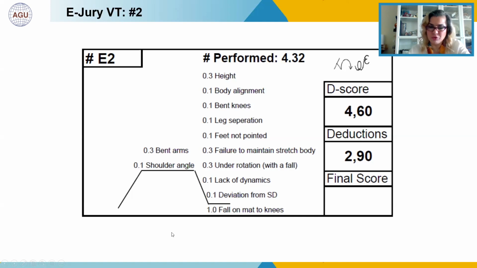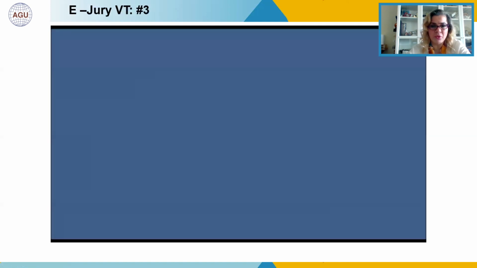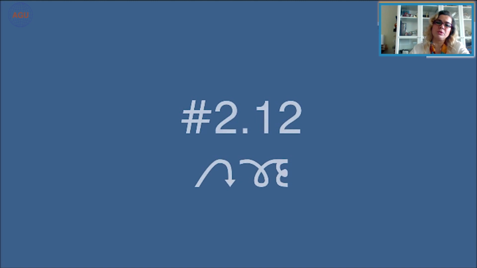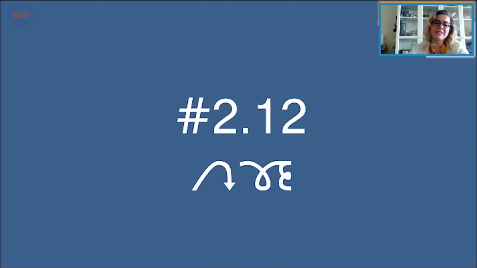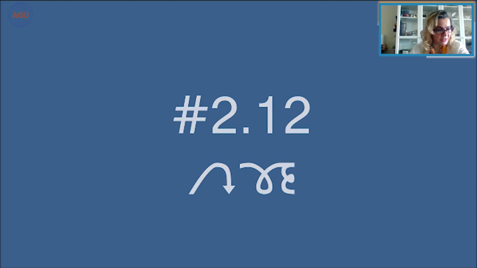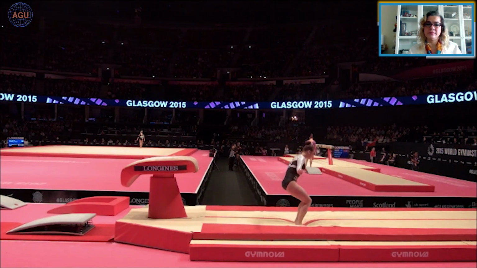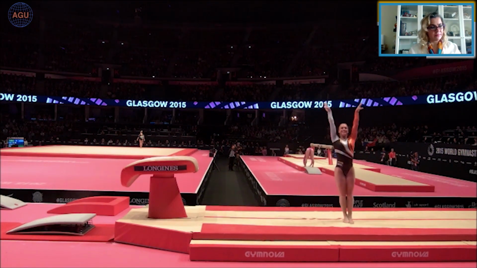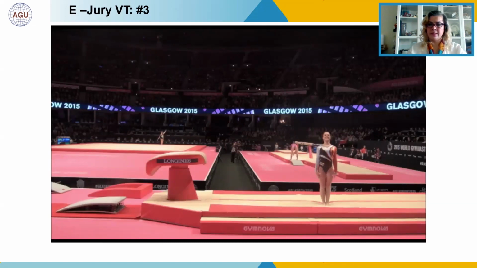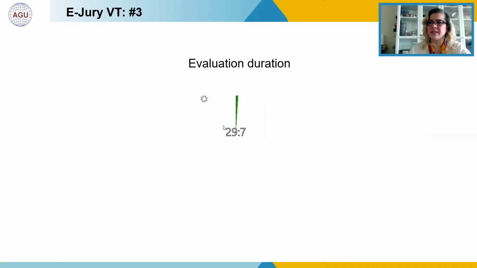Okay, let's move to another example, number 3, for evaluation, the vault as E, and the vault from group 2, handspring salto forward tuck with full twist. Okay, let me give you your evaluation period of 30 seconds.